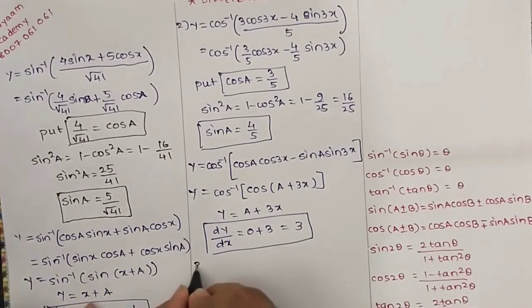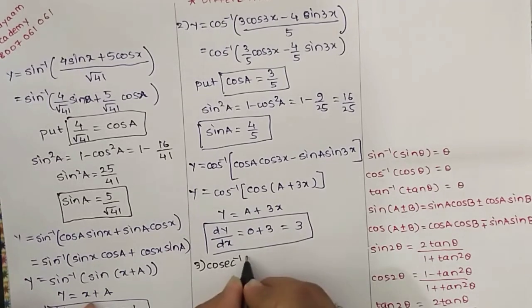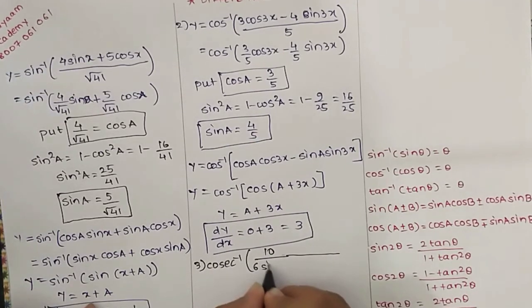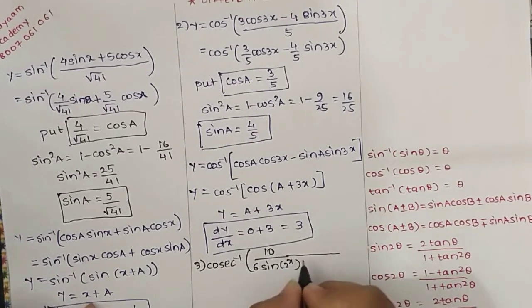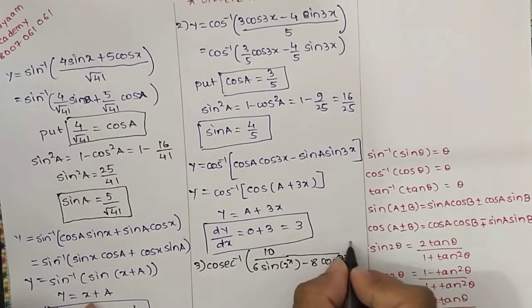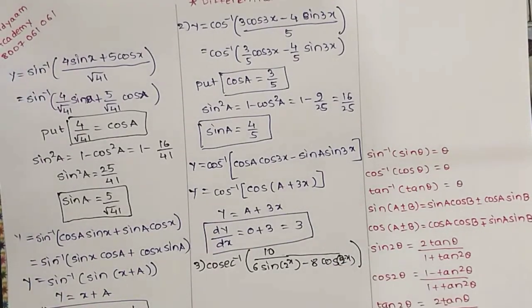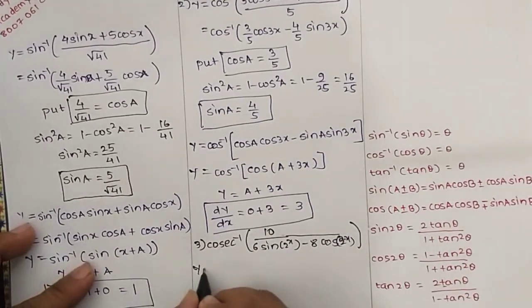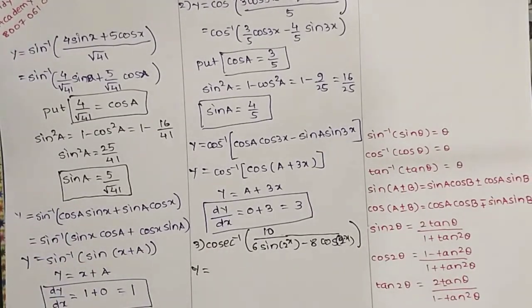Let's have a sum. I'll write it here. The sum is cosec inverse of 10 upon 6 sin 2 raised to x minus 8 cos 2 raised to x. So the sum looks very promising over here. The important pattern in this case is, if I consider this to be y, your job is to try getting sin inverse, cos inverse and tan inverse in the question.